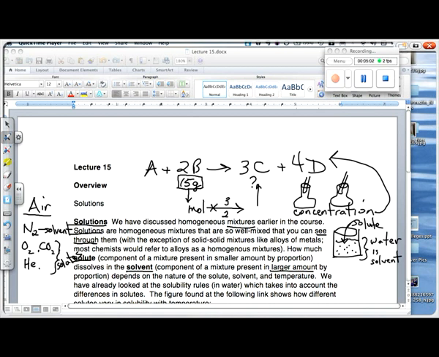All right, so solutes are the substances that are present in the smaller amount when you mix two things together, and the solvent is the substance that's there in the larger amount.